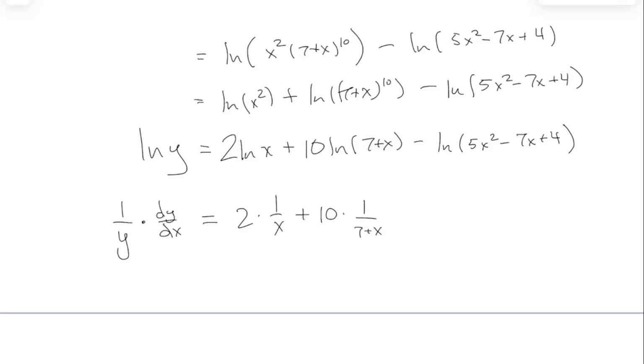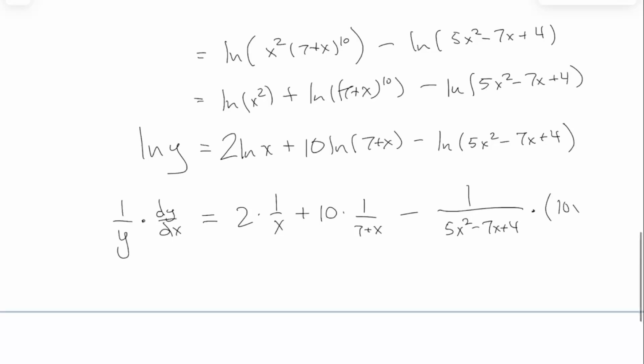So actually it doesn't matter in this case. You could say times 1 if you like. And then minus, okay, this one, the chain rule does matter, but it's 1 over that stuff, and then times the derivative of the inside, which is 10x minus 7.